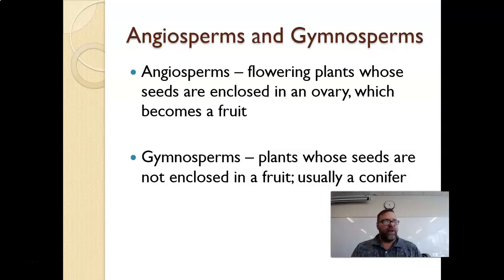For a gymnosperm, plants whose seeds are not enclosed in fruit, usually these are conifers. So you're thinking of a pine tree, like a pine cone, or like an acorn. An acorn would be another one in which the seed is there, but it's not really enclosed with anything else, with a kind of fruit. So usually are pines or conifers.